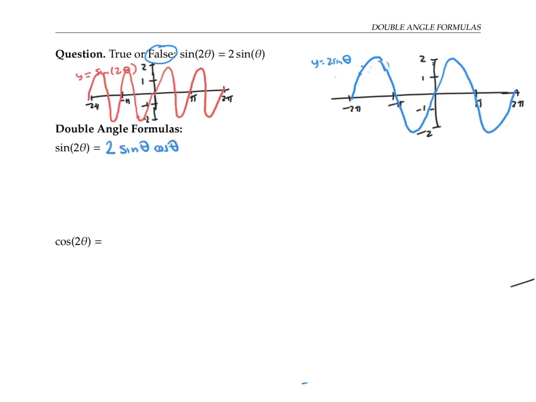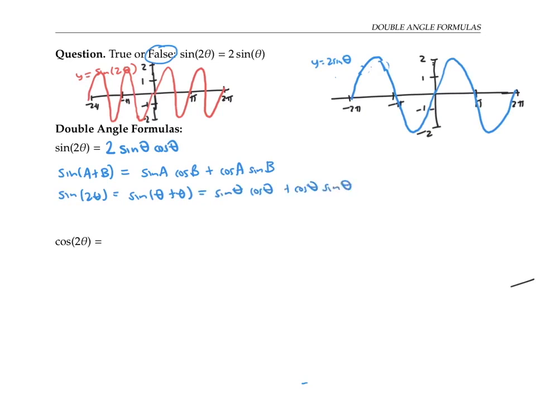It's not hard to see why that formula works based on the angle sum formula. Recall that sine of A plus B is equal to sine A cosine B plus cosine A sine B. Therefore, sine of 2 theta, which is sine of theta plus theta, is going to be sine theta cosine theta plus cosine theta sine theta, simply plugging in theta for A and theta for B in this angle sum formula. Well, sine theta cosine theta is the same thing as cosine theta sine theta, so I can rewrite this as twice sine theta cosine theta. That gives me this formula.